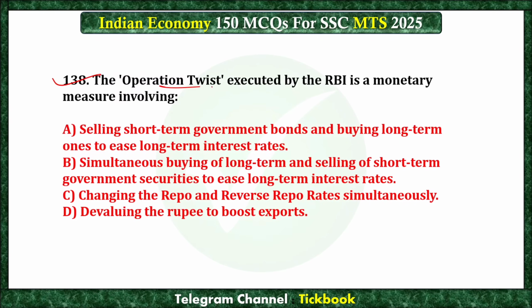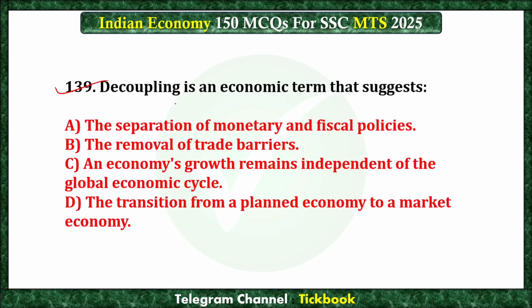And 138, Operation Twist executed by the RBI is a monetary measure involving option number B, simultaneous buying of long-term and selling of the short-term government securities to ease long-term interest rates. 139, decoupling is an economic term that suggests option number C, an economy's growth remains independent of the global economic cycle.